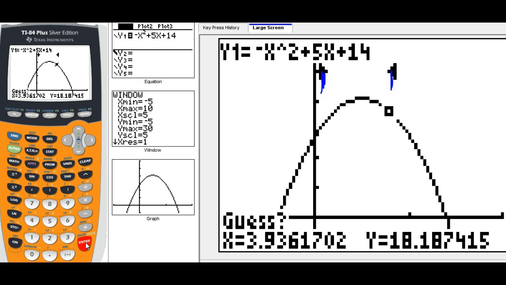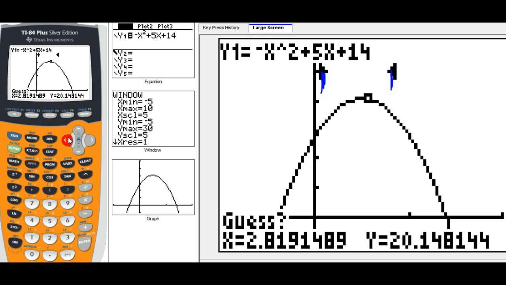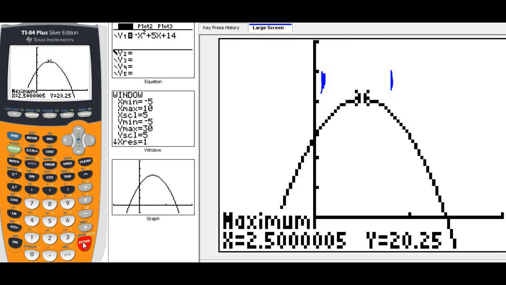It's asking you for a guess. You don't have to make a guess. If you want, you could move the cursor back somewhere near the maximum point and press enter, but that's not necessary. So you press enter a third time, and it gives you the maximum value of 20.25. That occurs when x is 2.5. All right. So we know what the vertex is. If I had to draw this now, the x-coordinate is 2.5, the y-coordinate is 20.25.